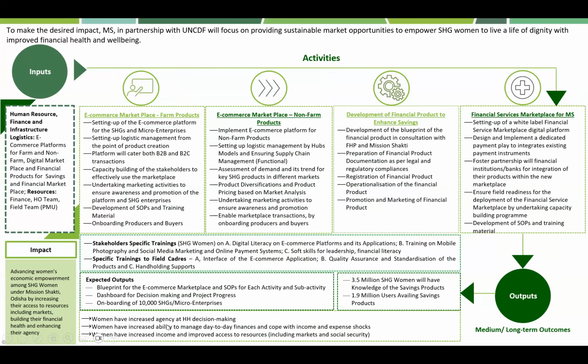And then I put the impact level things and the outcome level details more in the long term and medium term. You'll find that women have increased agency in household decision making. Women have increased ability to manage day-to-day finance and cope with income and expense shocks. So if you have a proper frame, and with that you come up with the proper details of each and everything in a logical way, it helps you implement the program or achieve your desired goal or impact category indicators properly. And the theory of change is the one which actually helps you have that.